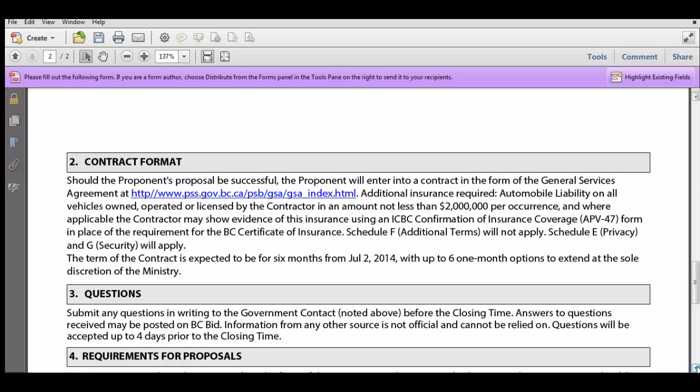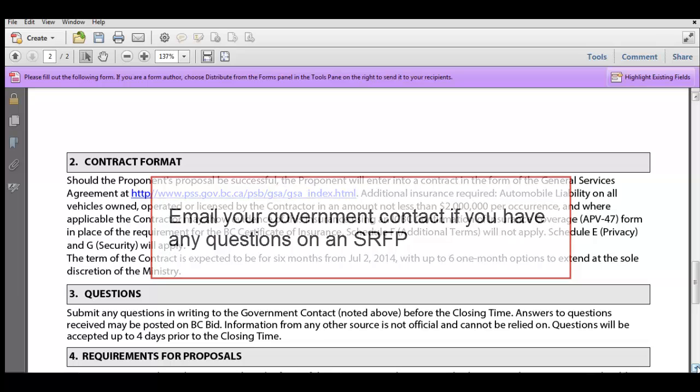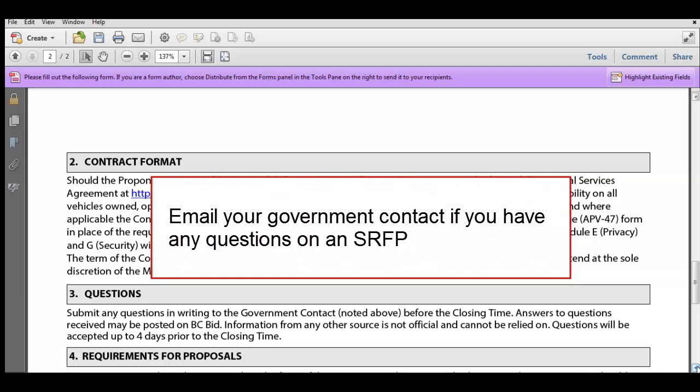That gives us some flexibility depending on when we might want to schedule that event and how long it might take to get everything in place from the contractor's perspective. But note, it is at the sole discretion of the ministry, and that means you can't guarantee that those options to renew are going to be offered to our contractor. And if you have any questions about the circumstances by which such a decision would be made, again, perfect thing to be asking your government contact.